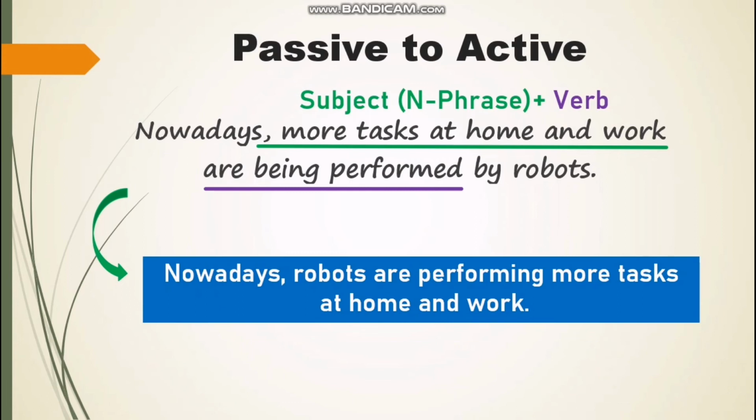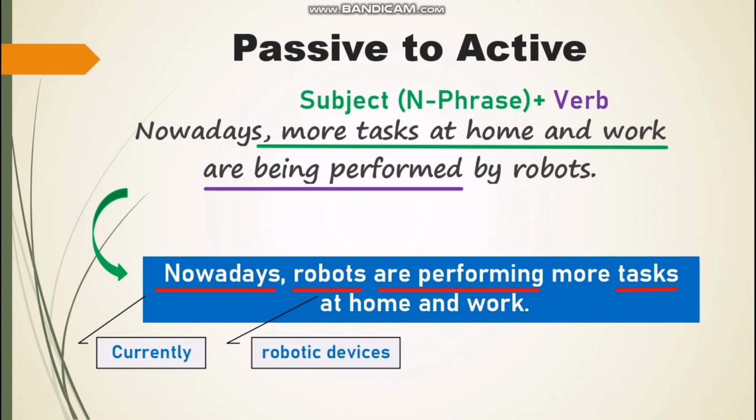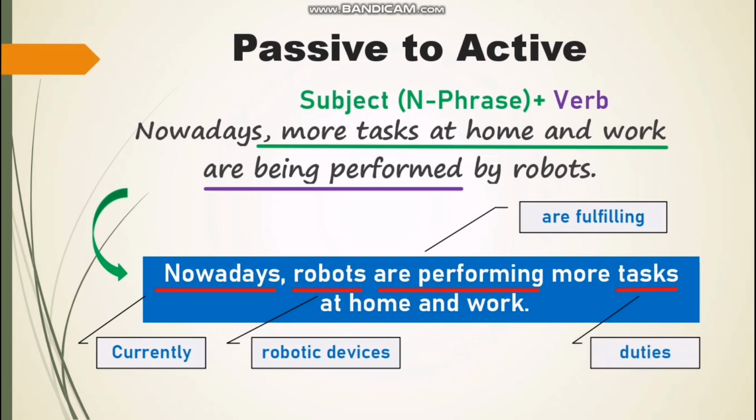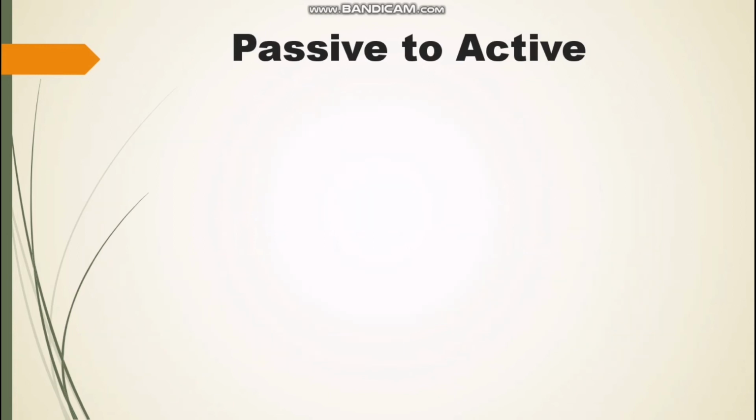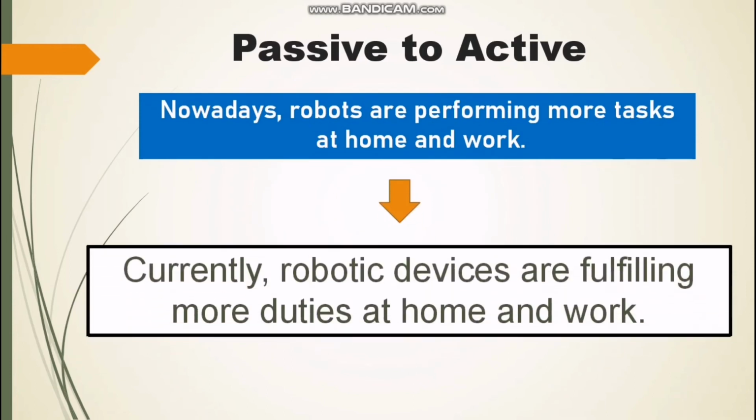Nowadays is replaced by currently, robots to robotic devices, are performing to are fulfilling, tasks to duties. Note that the verb we should use here is be plus verb-ing because the task uses a present continuous passive verb. Make sure to retain the same tense, okay? So, our final paraphrase task is: currently, robotic devices are fulfilling more duties at home and work.